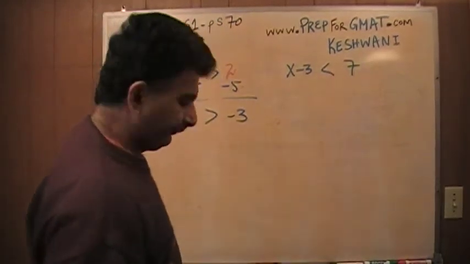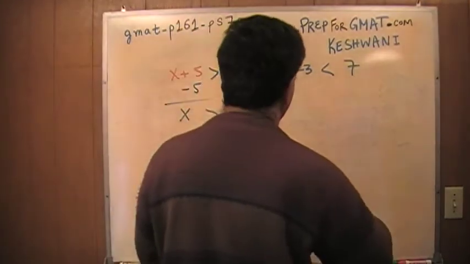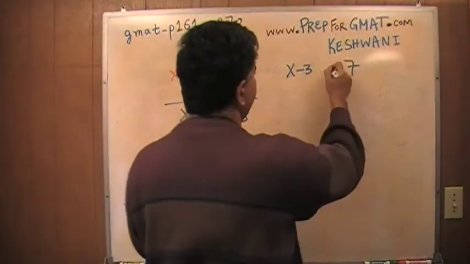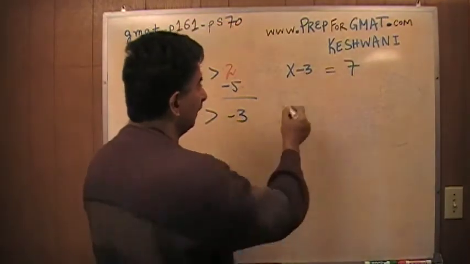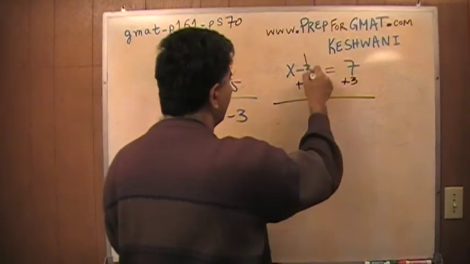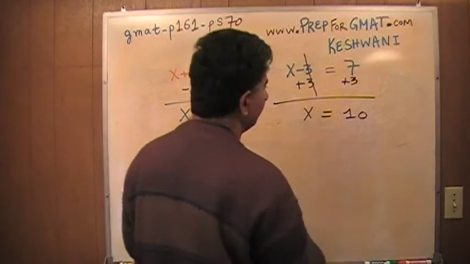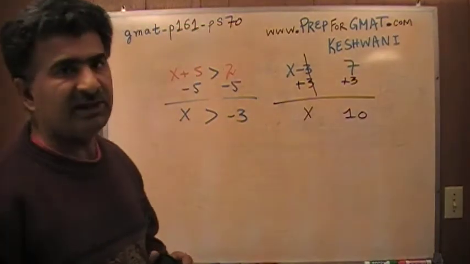Let's solve this one now. I'm going to change the color. Let's solve this one again. Again, if it makes it easier, think of this as the equality sign. In which case, what would you have done if you wanted to solve for x? We would have added 3 to both sides. And that would have crossed out this 3, and x would have been equal to 10. But we do not have equality sign. We have inequality sign, but it does not change anything.